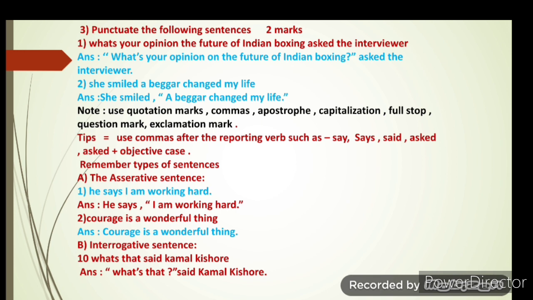Look at the second sentence. She smiled, a beggar changed my life. It is a statement. The first letter S is capital for She. Put a comma after the word smiled. Put double inverted commas before A, and A should be capital. Use a full stop after the word life and again put double inverted commas.